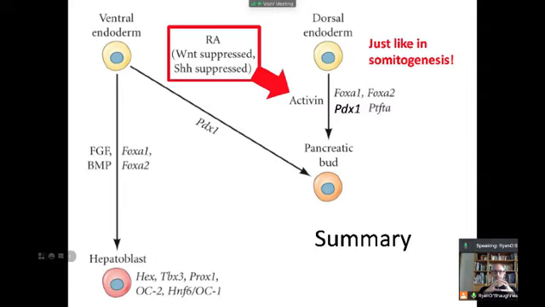So we have these pioneer factors, FOXA1, FOXA2. Then we have the presence of these signaling molecules, Wnt, sonic hedgehog, FGF and BMP, and contradictory retinoic acid signaling, which can then drive cells to a specific binary fate.